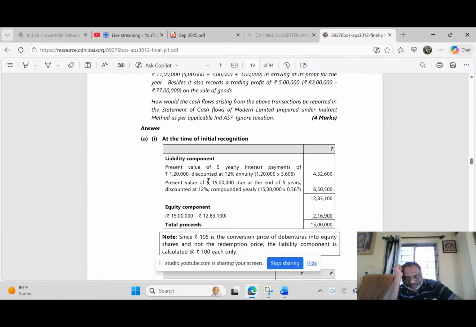Now, actually, the present value of 15 lakh due at the end of the 5 years, discounted at 12 percentage, compounded yearly, how much will come? Less the present value of... This is the interest you brought at the present value.